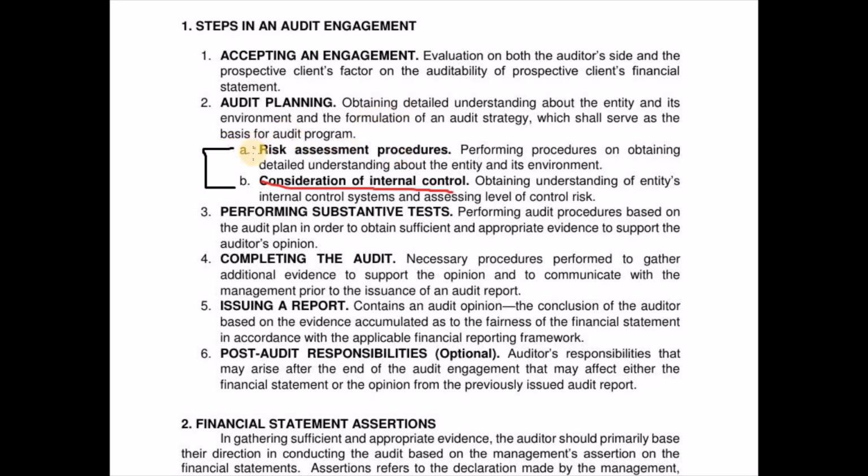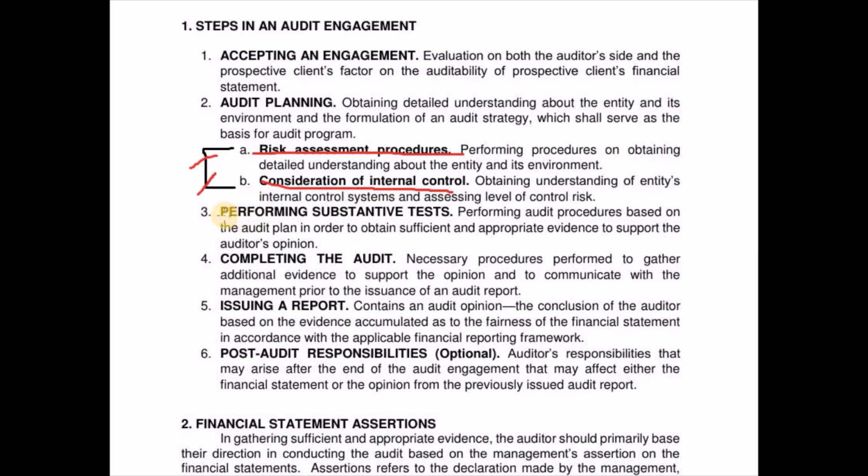So, kani silang duha, kaning risk assessment procedures o consideration of internal control will be further discussed at the later part. Kani siya kay pahapyaw lang ni siya. Nang ato ang audit planning involves two procedures, ang risk assessment procedures and consideration of internal control. So, after sa audit planning, unsa man atong buhaton?